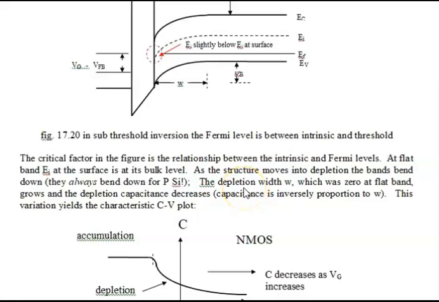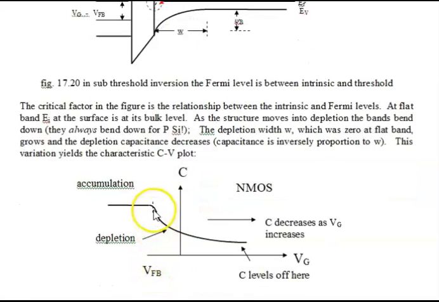And again, the critical factor in all of this is the relationship between the intrinsic level, E sub I, and the Fermi level. So as we move into depletion, the bands bend down. They always bend down for P silicon. We should be familiar with that. And what happens when we get into depletion, the capacitance goes down.